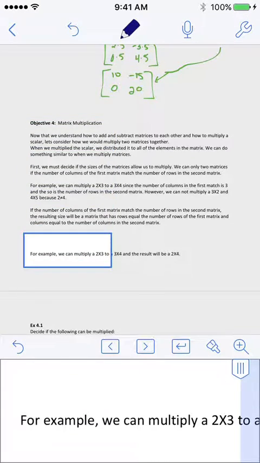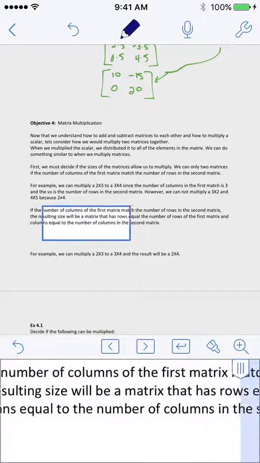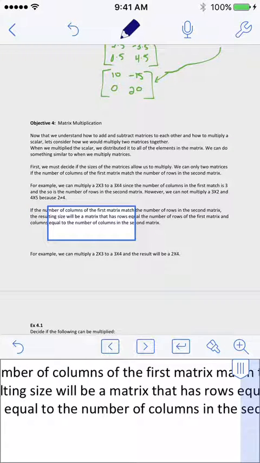First off, we have to see if we even can. The certain algorithm we're going to use only lets us multiply matrices of a certain size. Now, it's very similar to what we were talking about with addition and subtraction. However, it's not quite entry by entry. Okay, so we can do a little bit more with matrix multiplication.